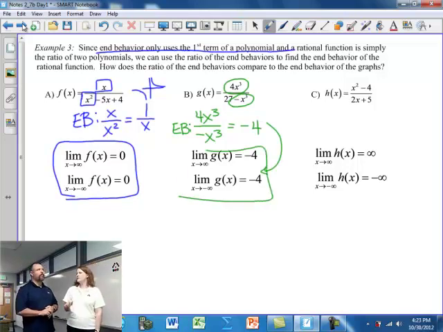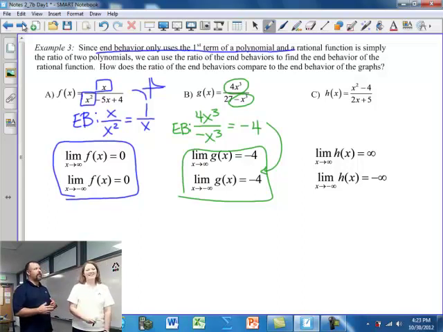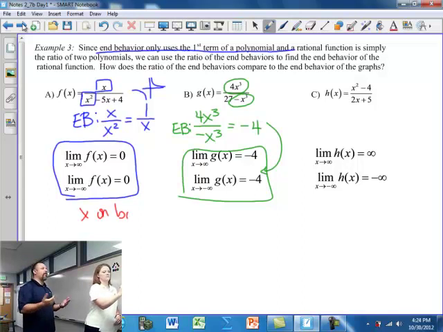Okay, so you mean we don't really need the picture? Nah, we could actually do this with an end behavior model. In the first two examples, we had more x's on the bottom, and then we ended up going to 0. In the other one, we had x cubes top and bottom, so they canceled, and we ended up with a ratio of negative 4 over negative 1.